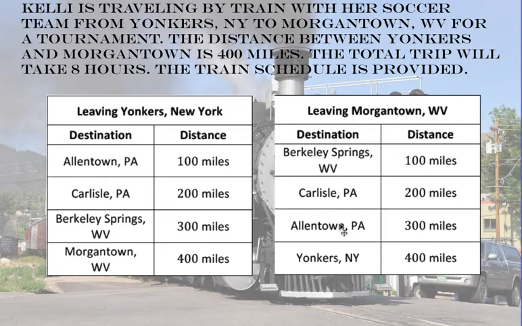Now, that doesn't mean between Allentown and Yonkers, it's 400. No, it's from Morgantown to this place. So from Morgantown to Berkeley Springs, it's 100 miles. From Morgantown to Allentown, it's 300 miles.